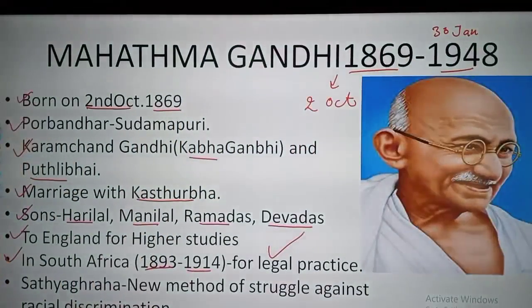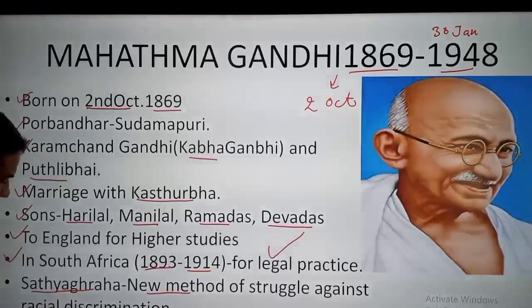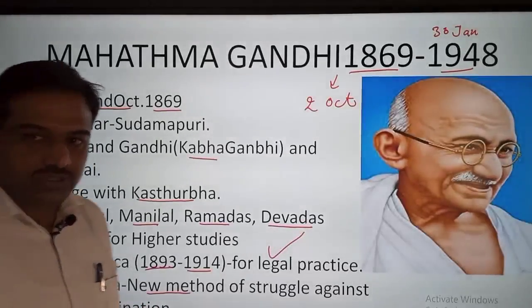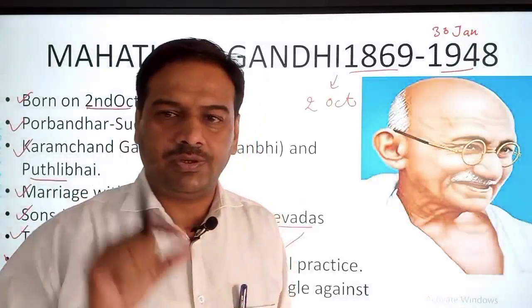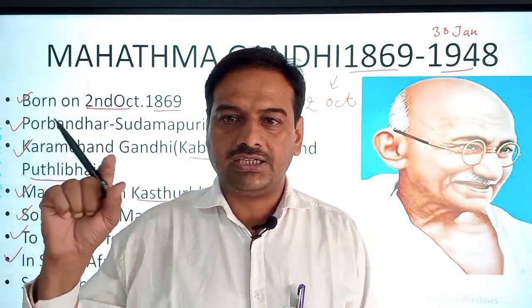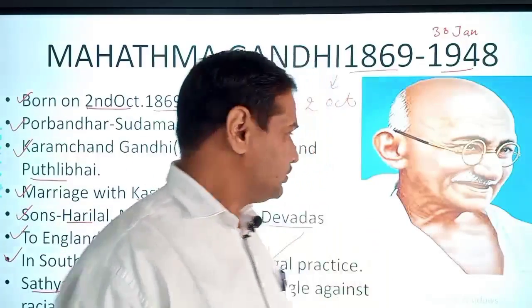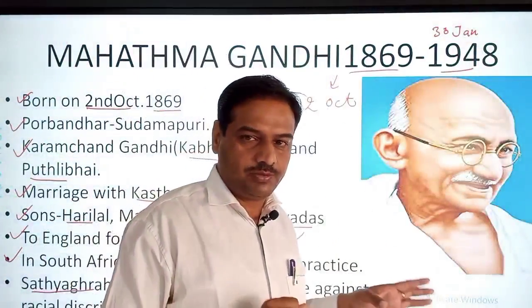He found a new weapon of fighting against the oppressor, and that is called Satyagraha, the call for the truth. It was a novel method of struggle against racial discrimination in Africa. Later on, this Satyagraha weapon was also used by Mahatma Gandhi in India against the Britishers to get freedom for India. So this is a brief life sketch of Mahatma Gandhi.